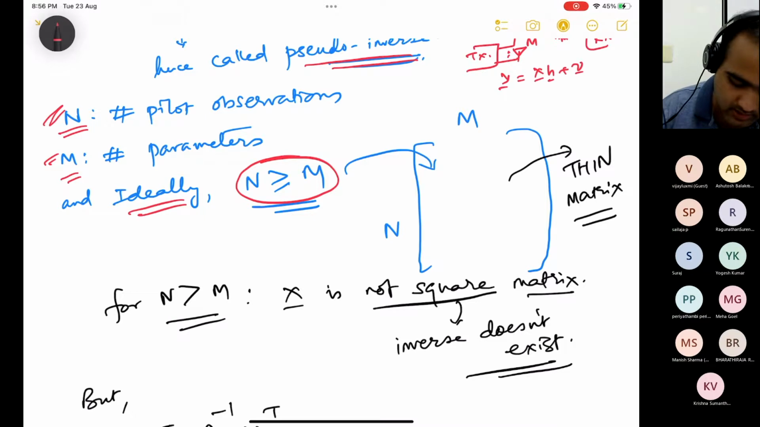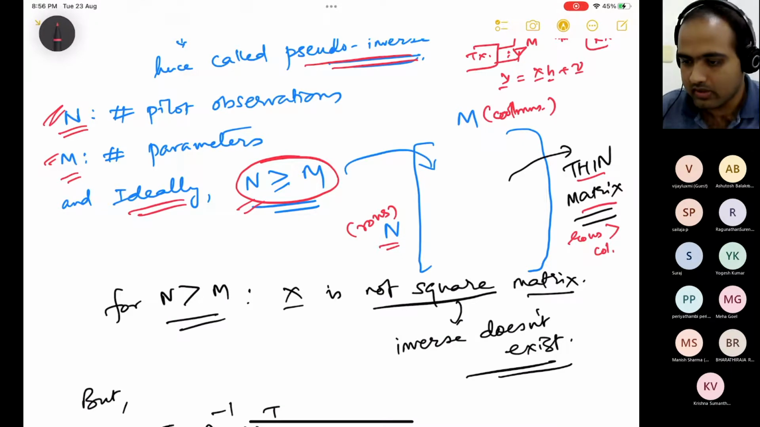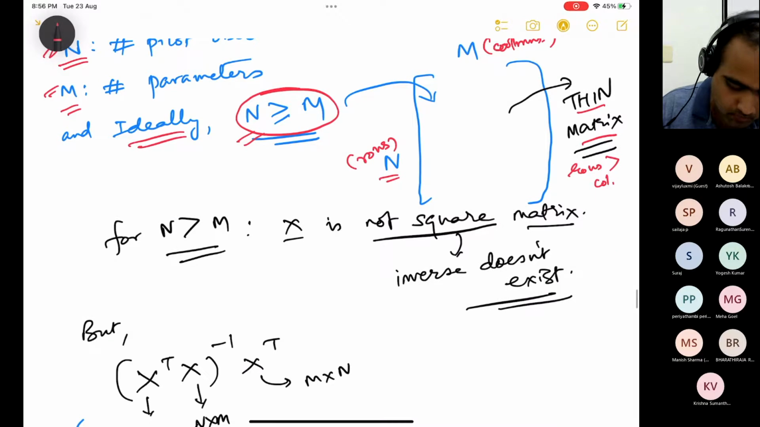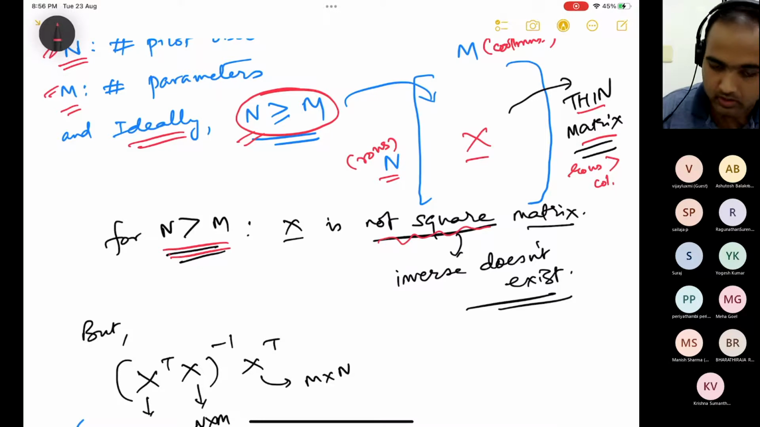In such a matrix, if n is my rows and M is my columns, then if n is greater than or equal to M, this is a thin matrix, since the number of rows is greater than the number of columns. If it is opposite, that is, if the number of columns is greater than the number of rows, then it is a fat matrix. And obviously for n strictly greater than M, this is your pilot matrix X, and this is not a square matrix. This is very important. X is not a square matrix if n is greater than M.